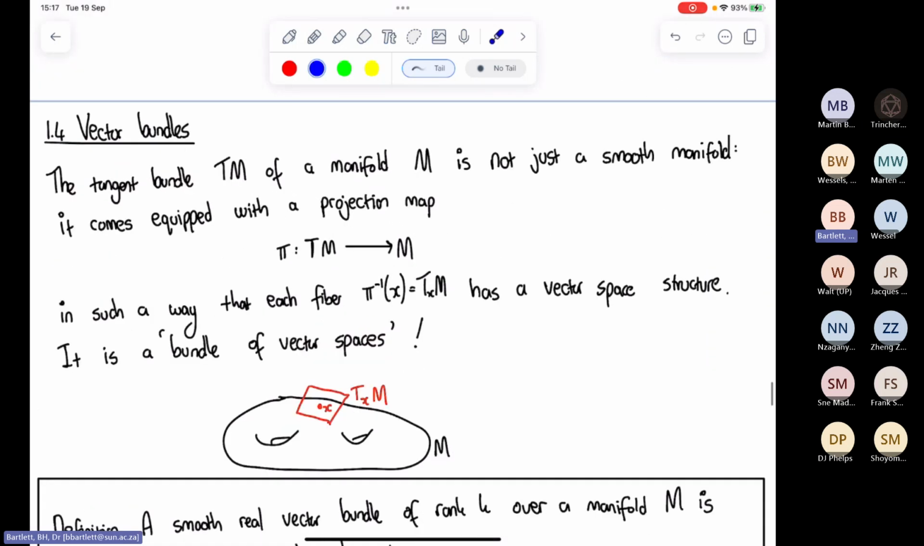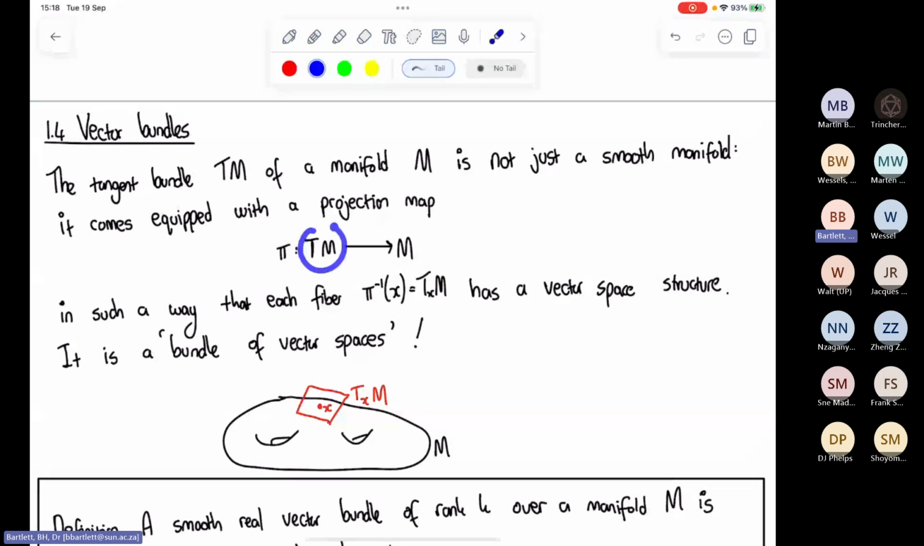So the tangent bundle of a smooth manifold is not just any old smooth manifold. Remember, if M is an m-dimensional manifold, the tangent bundle is a 2m-dimensional manifold. But it's not just any old manifold. It comes equipped with a projection map from TM into M, which takes a pair (x, v) and maps it down to its base point x. And that's not just any old map either. That map has the property that the fibers of that map for any point x have a vector space structure.